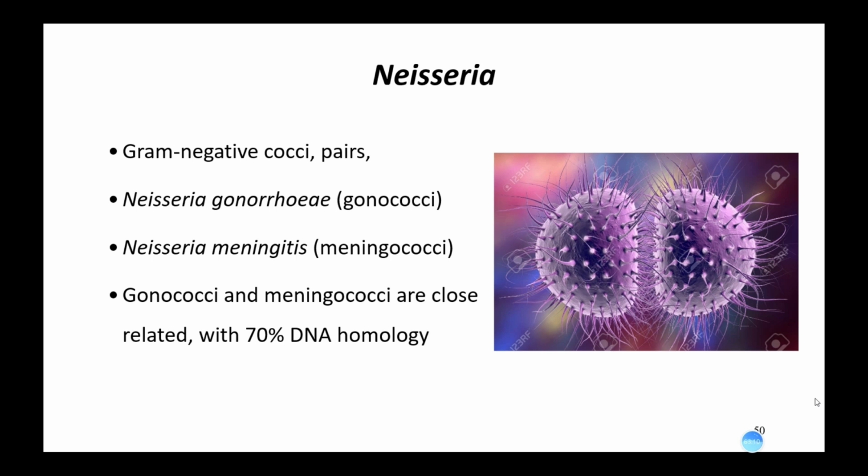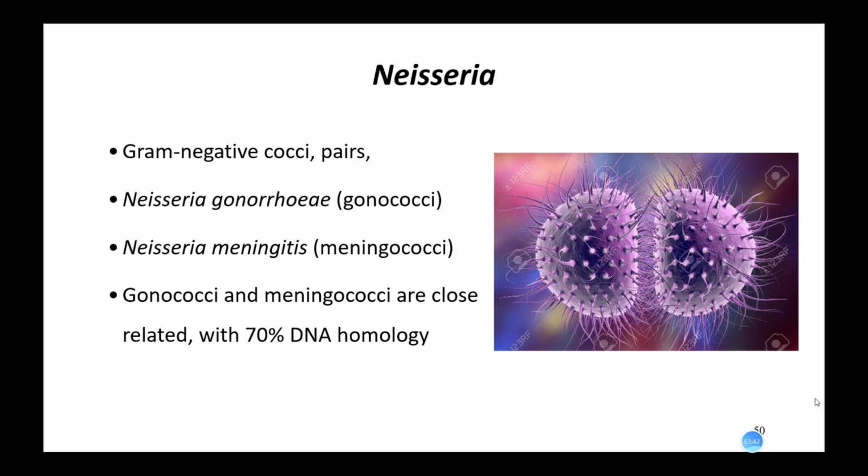For the rest of the time, we'll introduce the gram-negative cocci, the Neisseria, and they are diplococci like this. This is not a real picture, it's an art picture. So diplococci like this, the cell looks like a bean, right? The coffee bean. And they are always in pairs. And after staining, it's gram-negative.